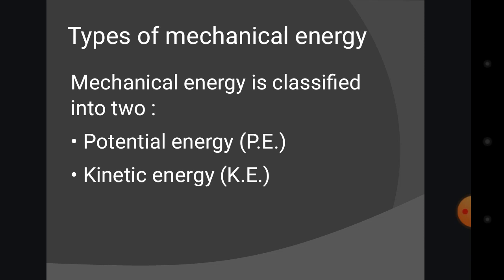Mechanical energy normally is classified into two: the potential energy and the kinetic energy. The abbreviation of the potential energy is P.E., and this E stands for energy, and the K.E. is the kinetic energy. So these are the types of mechanical energies that we have. So let's go and look at the potential and the kinetic.